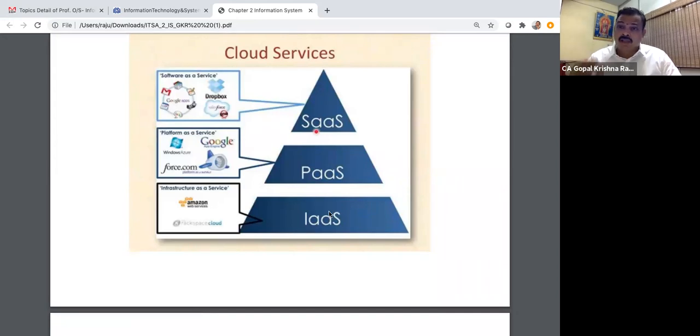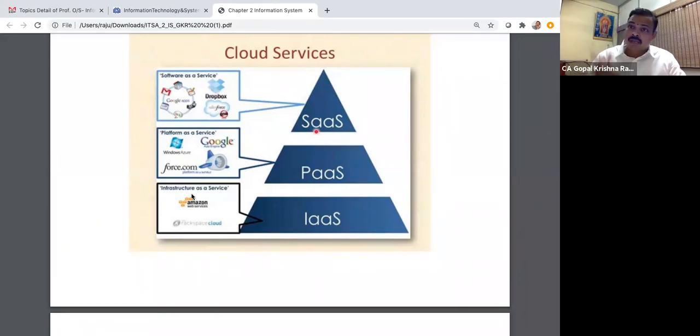Now, by example, what do you mean by a place like Google Drive or Dropbox? What is Google Drive? Google Drive is a storage space. Like that, you have many such storages. Please look here, Amazon Web Services. This is infrastructure as a service.